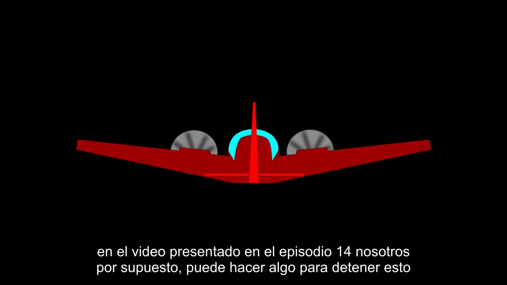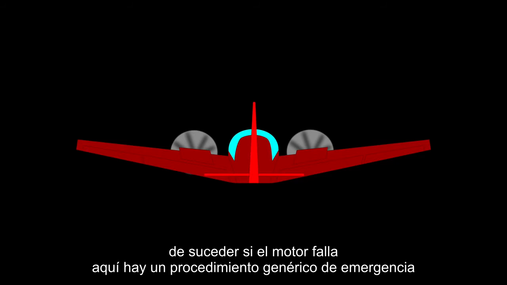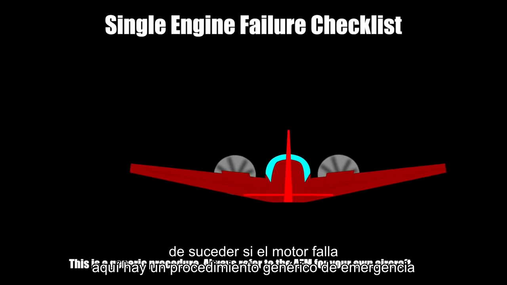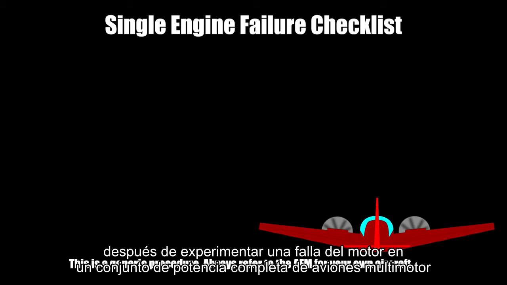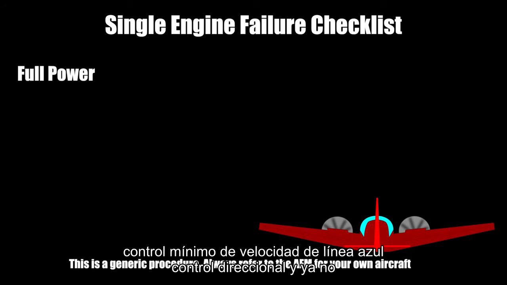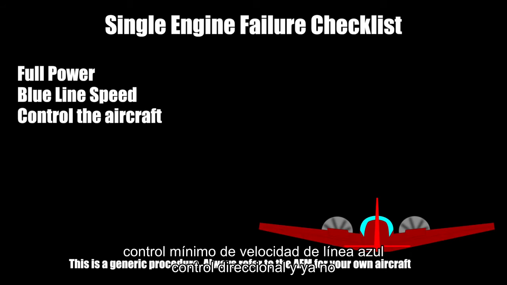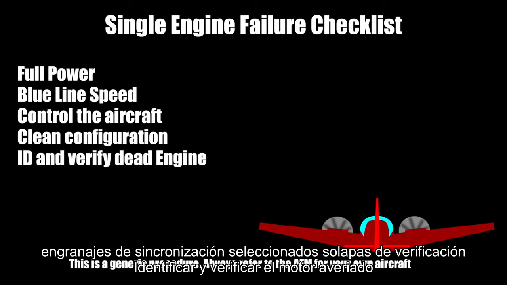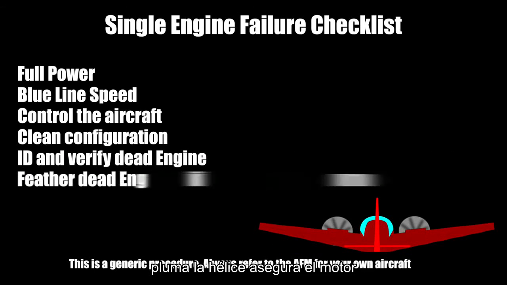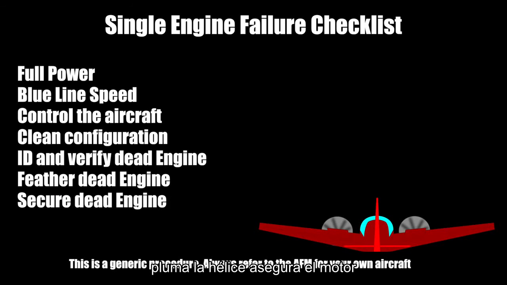We can of course do something to stop this from happening if the engine fails. Here's a generic emergency procedure after experiencing an engine failure on a multi-engine aircraft. Full power set, minimum blue line speed, check directional control and no longer sinking. Gear up selected, check flaps up. Identify and verify failed engine. Feather the propeller. Secure the engine.